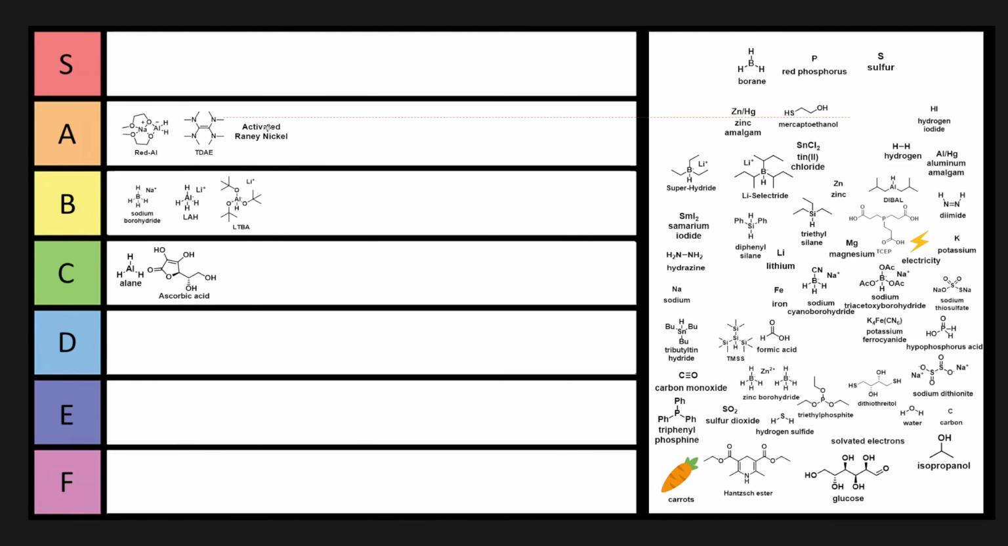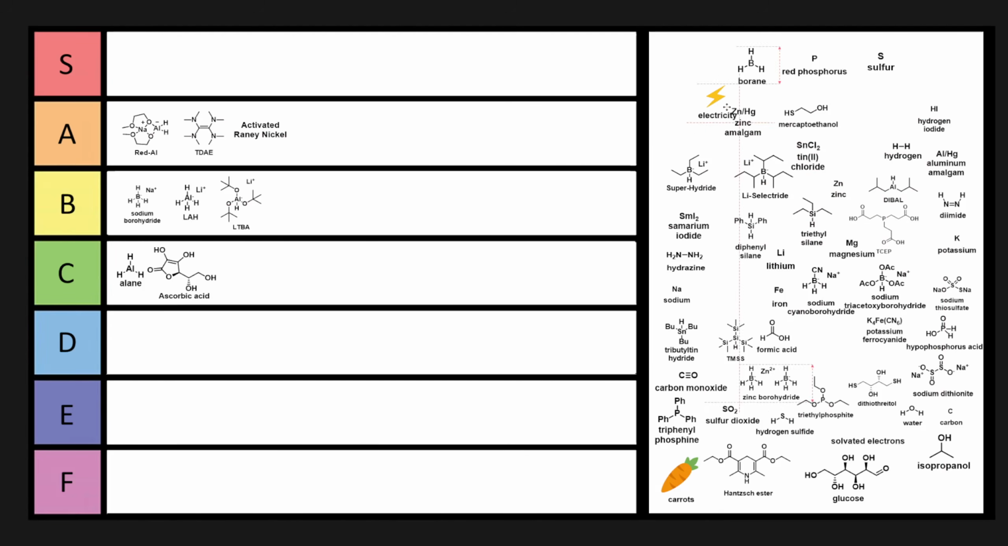And since activated starts with an A, we'll put it in A tier. Really good reductant. It's just a little bit not as great in terms of being wasteful. The other disadvantage is it's a little bit pyrophoric, so if we're running out of space in A tier, I might move this to B tier later on.